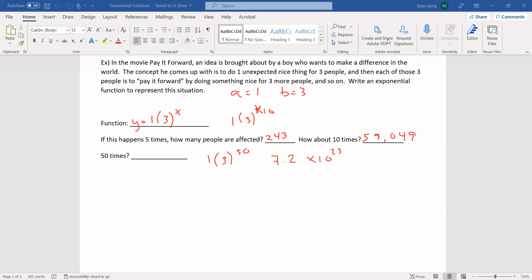So that's a lot of zeros, 22 zeros. That's a number I don't even know how to pronounce. Okay, so if this occurs 50 times, literally everyone on Earth would be affected. Okay, so you can see how quickly this grows. You're going to see that more when we graph it in the next lesson. But for now, that's the end of this lesson, and that's it for this video.